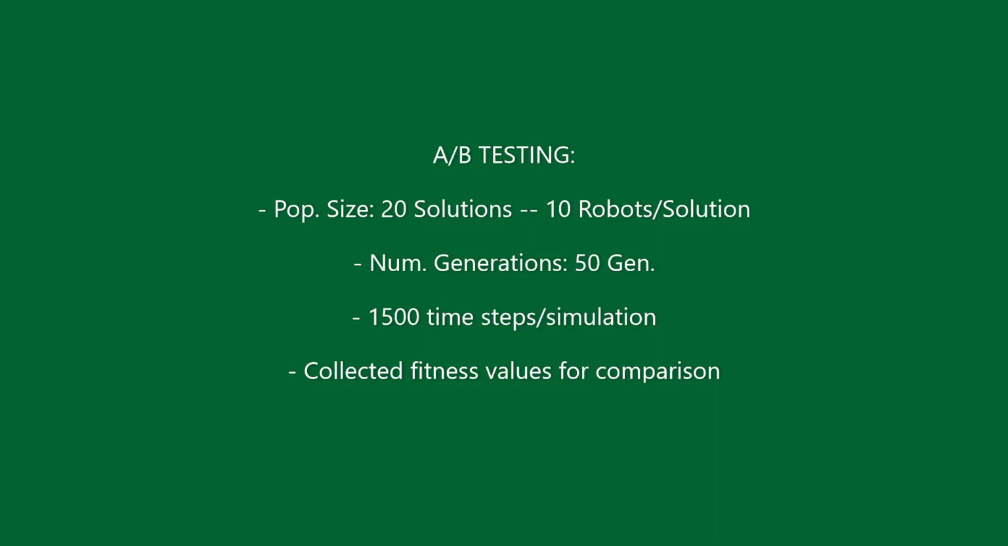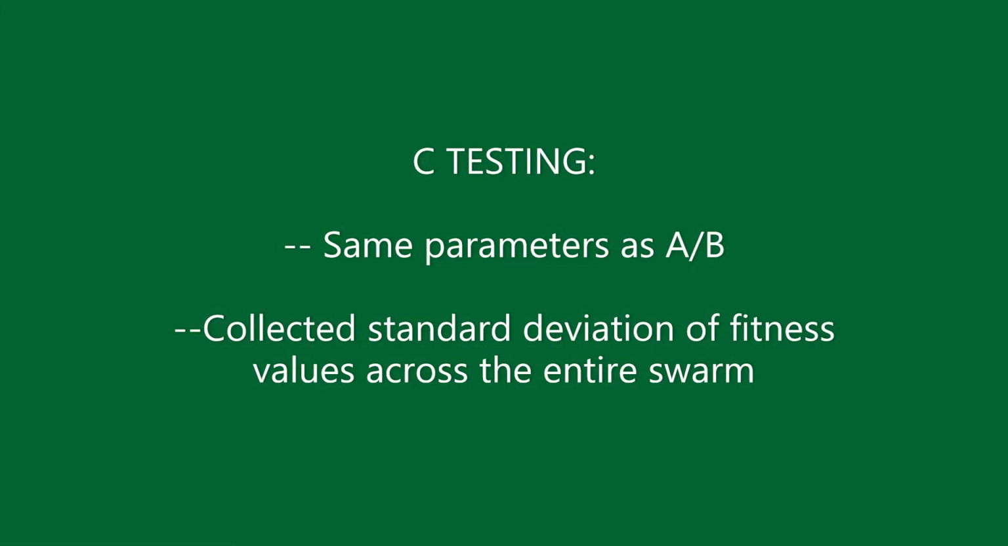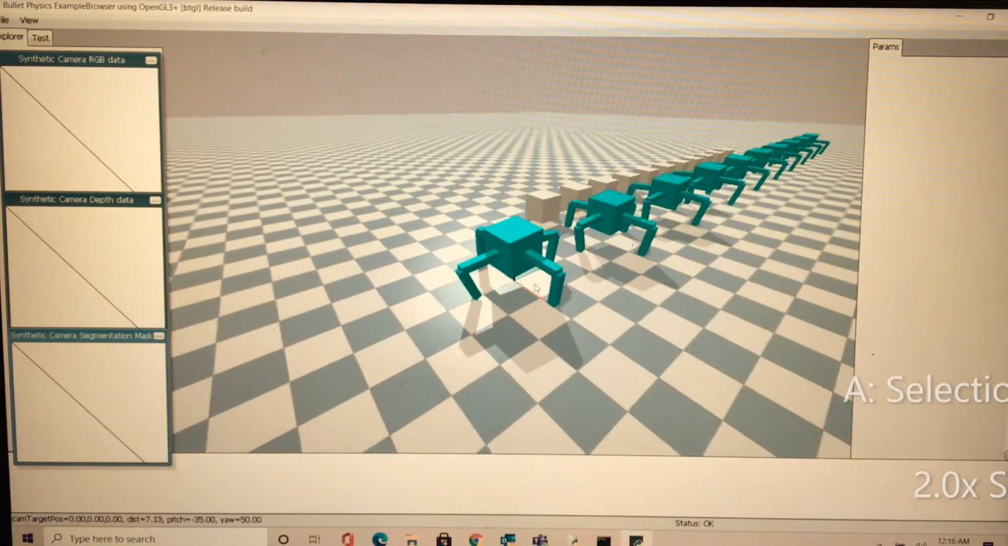The fitness values were the distance traveled by each robot in the swarm, and the fitness function rewarded distance traveled to the left. For the A-B test, the fitness values were collected and compared. For the C test, the standard deviation across each swarm was collected as a metric for capturing swarm consistency.